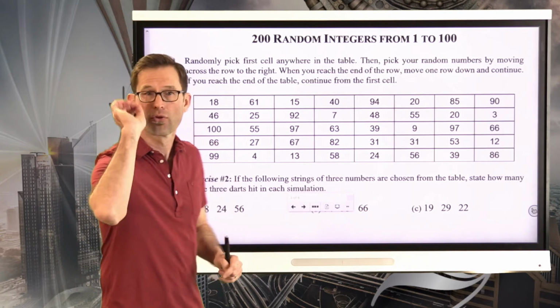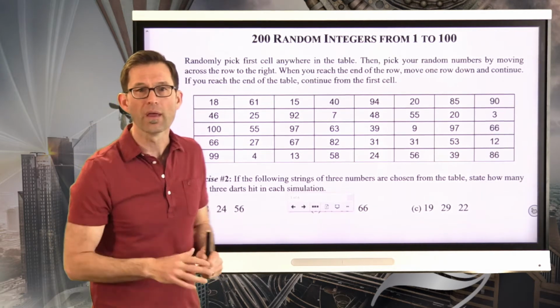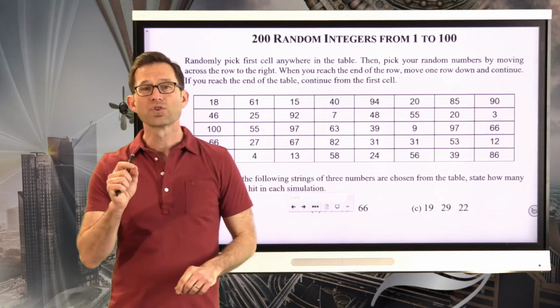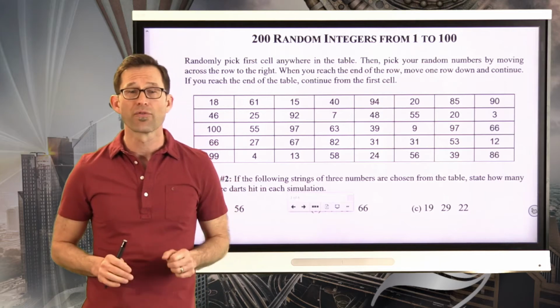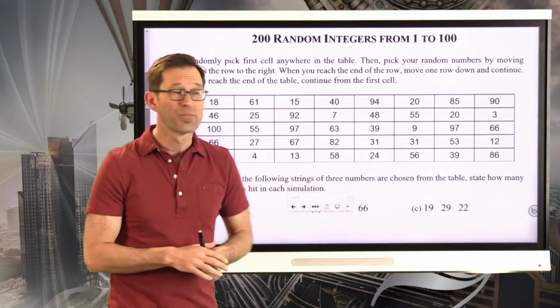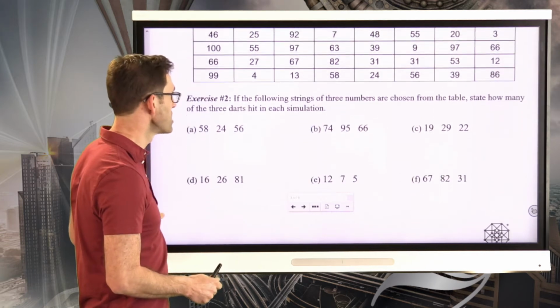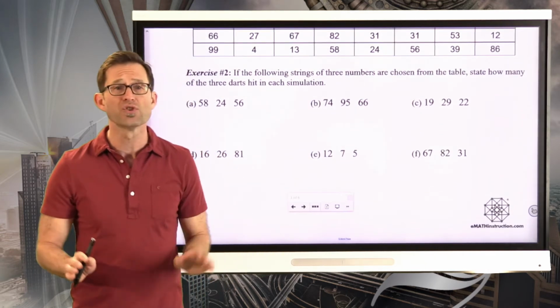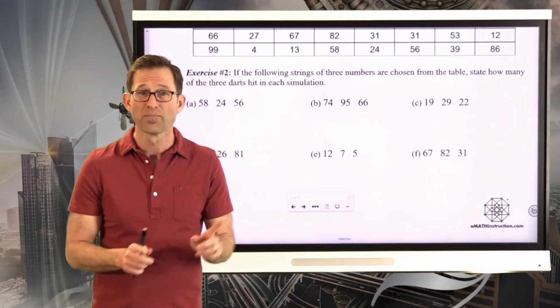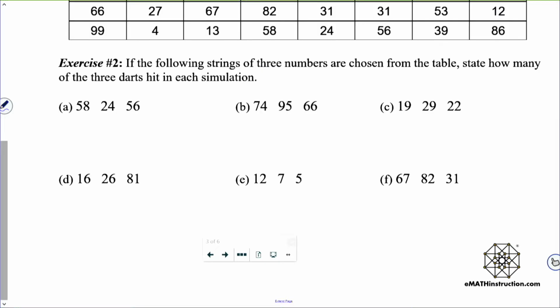Now, we're going to throw 3 darts. 1, 2, 3. So eventually, we're going to pull off 3 numbers from this table. And it's really imperative that when you look at a set of 3 numbers, you know how many hits you got. So let's take a look at that in exercise number 2. Exercise number 2 is simply make sure you know how to read a set of 3 numbers from this table.